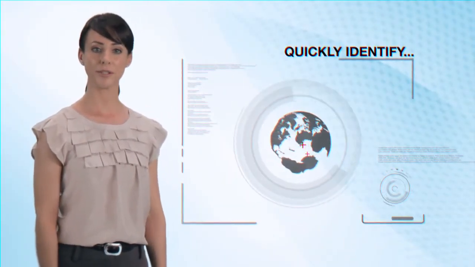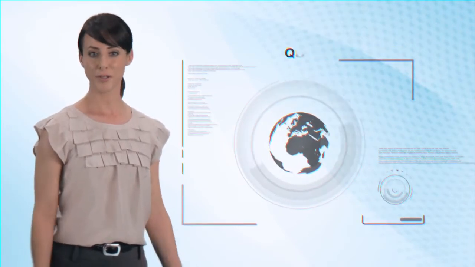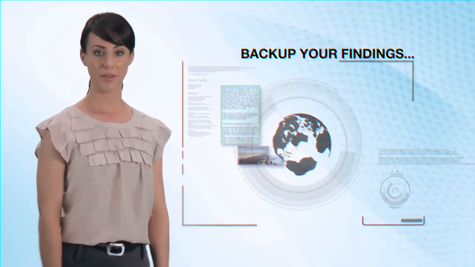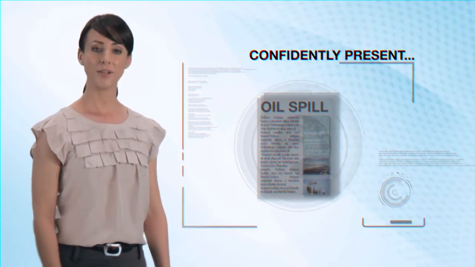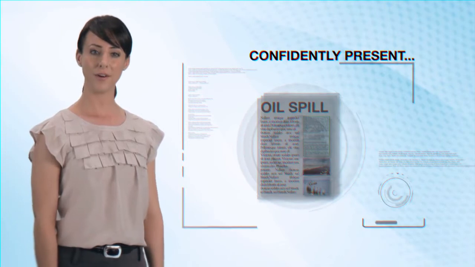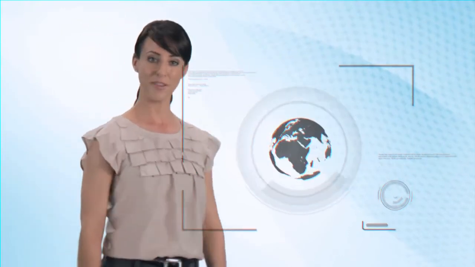With NVivo 9, you can quickly identify the oil spill's most significant impacts. What's more, you can back up your findings with evidence. That means you can confidently present a case for how and where the funding can help alleviate the crisis. And you do all of this within your deadline. How is this possible? Let's take a look at NVivo 9 to find out.